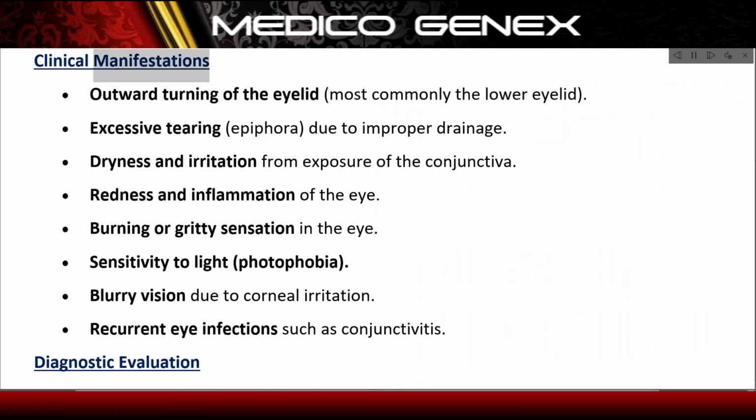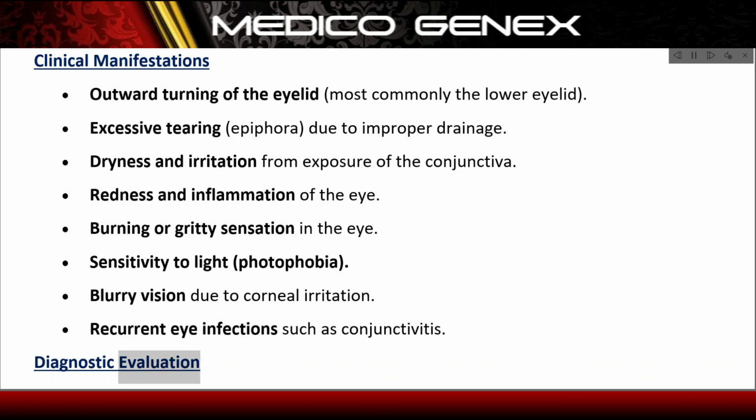Clinical manifestations. Outward turning of the eyelid, most commonly the lower eyelid. Excessive tearing, epiphora, due to improper drainage. Dryness and irritation from exposure of the conjunctiva. Redness and inflammation of the eye. Burning or gritty sensation in the eye. Sensitivity to light, photophobia. Blurry vision due to corneal irritation. Recurrent eye infections such as conjunctivitis.